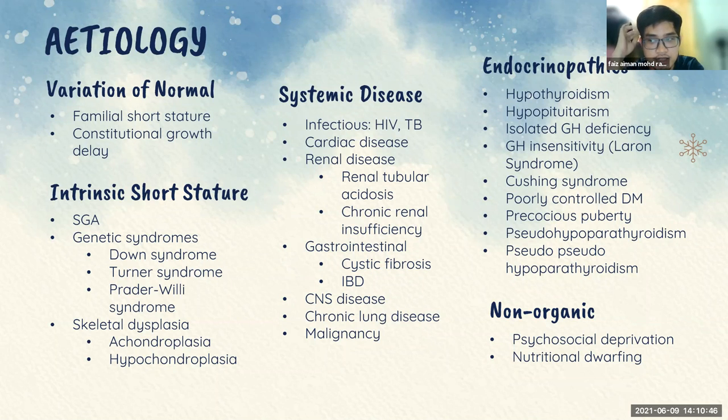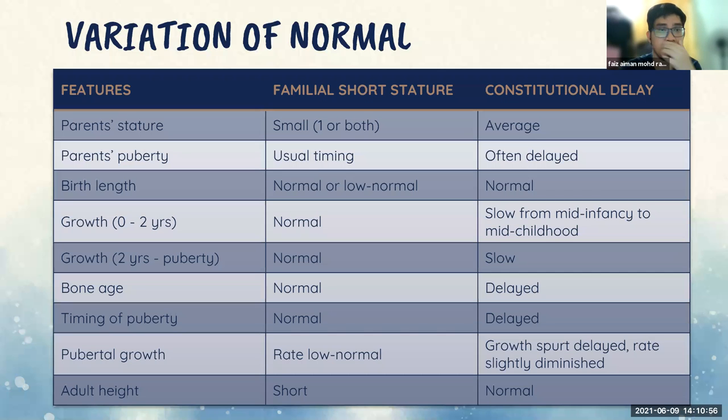As I said before, chronic profound anhedonia can lead to short stature, as well as nutritional dwarfing due to maladaptive nutrition. Okay, so let's go into a little more detail on the variation of normal. Variation of normal can be either familial short stature or constitutional delay. There are some clues that might help you in differentiating the two conditions.